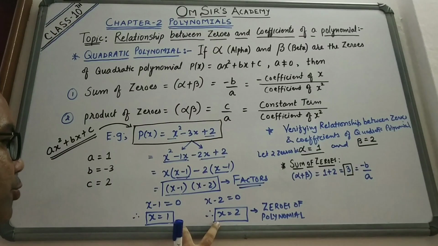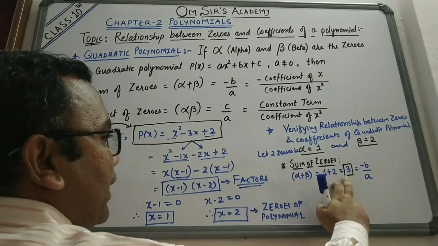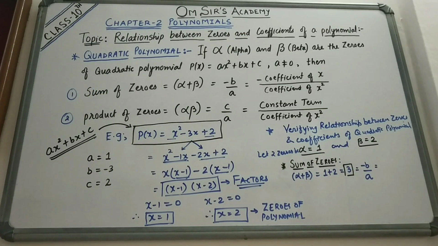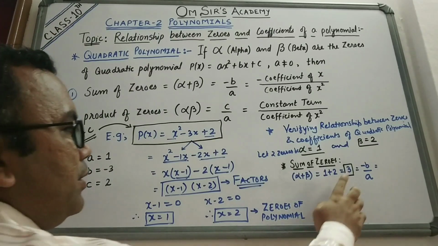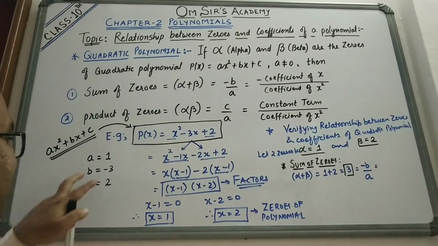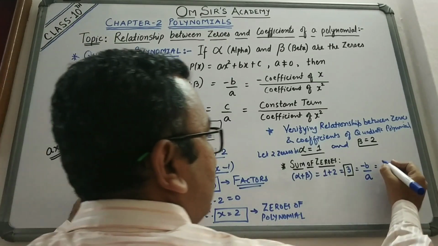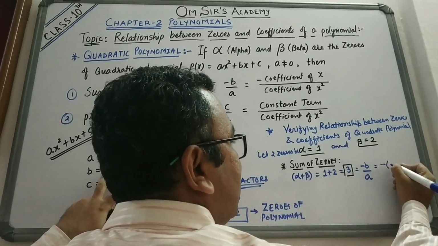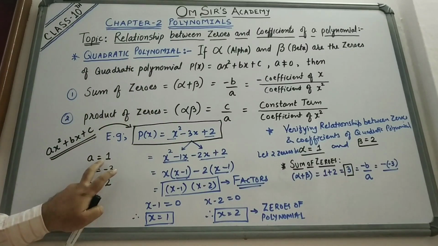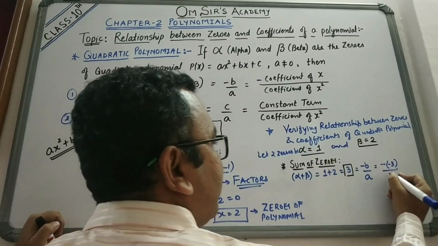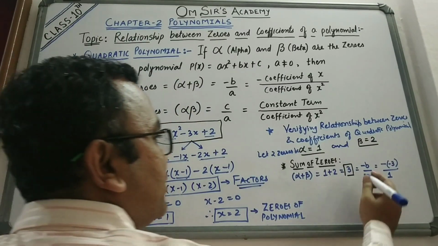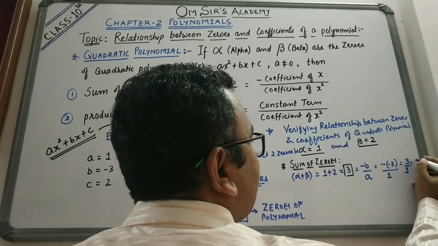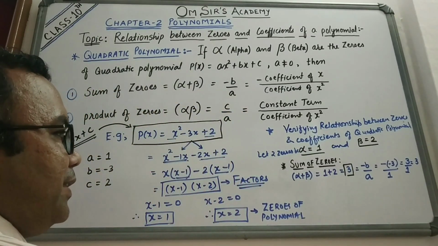So here the sum of zeros, I added the two zeros and got 3. That 3 should be equal to minus b upon a. Is it clear? So for minus b, minus of minus 3, I put b in brackets, upon a, which was 1. So minus of minus 3 upon 1 is plus 3 upon 1. Is it clear friends? So that is equal to 3.